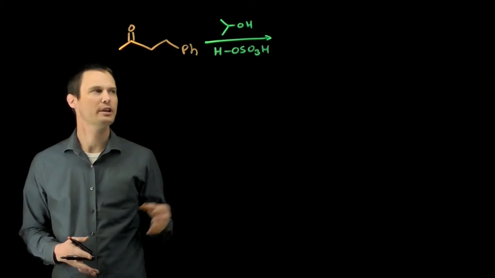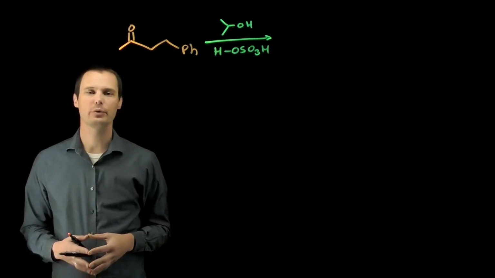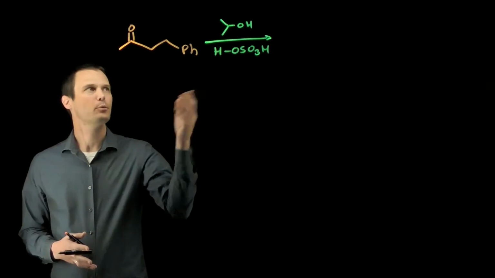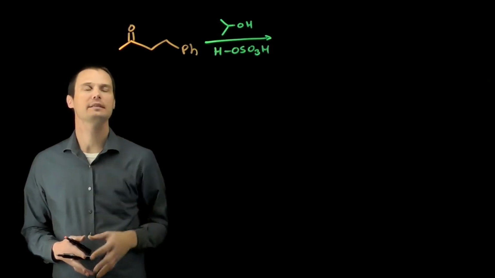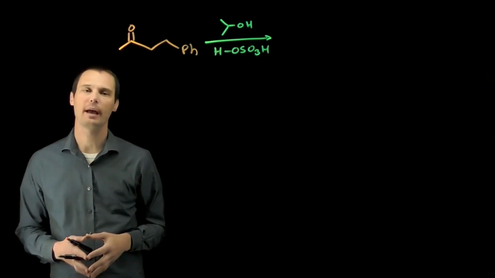This assessment asks us to predict the mechanism for the acetal formation reaction. The isopropyl alcohol reagent is a weak nucleophile. It cannot directly attack the carbonyl. It will need to wait around for a carbocation to form.